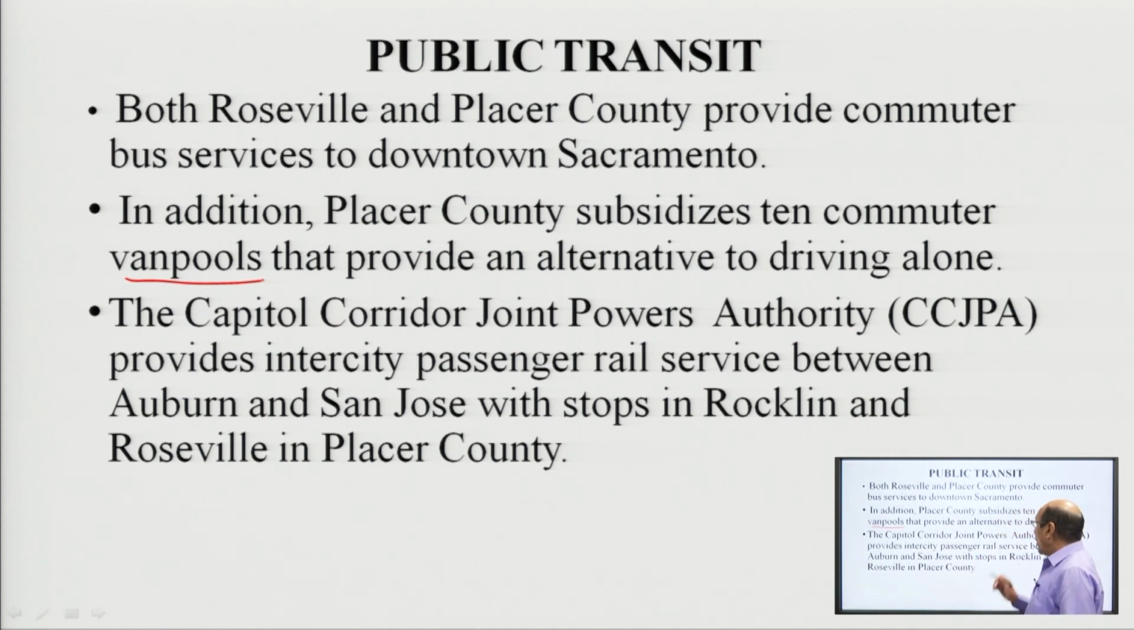The Capital Corridor Joint Powers Authority, CCJPA, provides intercity passenger rail services between Auburn and San Jose with stops in Rocklin and Roseville in Placer County.